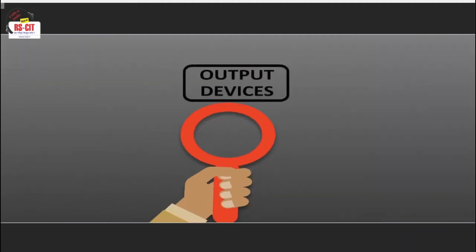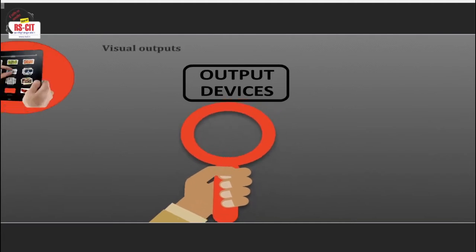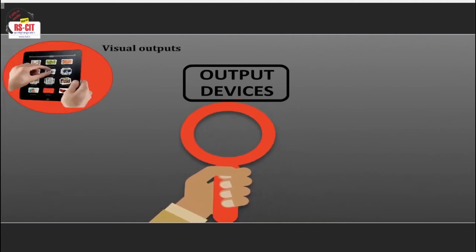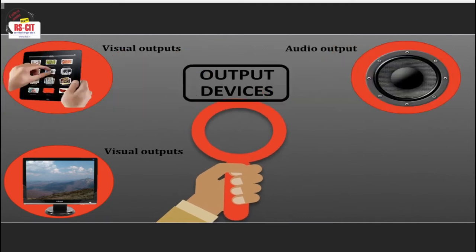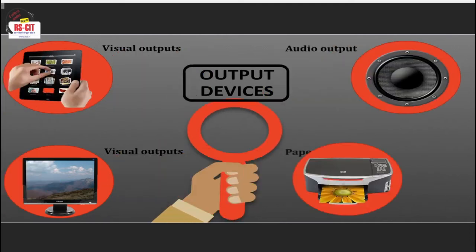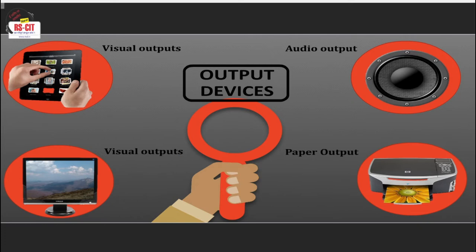Let's come to output devices now. Output can be described as any computer-generated information displayed on screen, printed on paper or in machine-readable form, such as disk and tape. Output devices are peripheral devices that enable us to view or hear the computer's processed data. Output can be audio as well as visual.